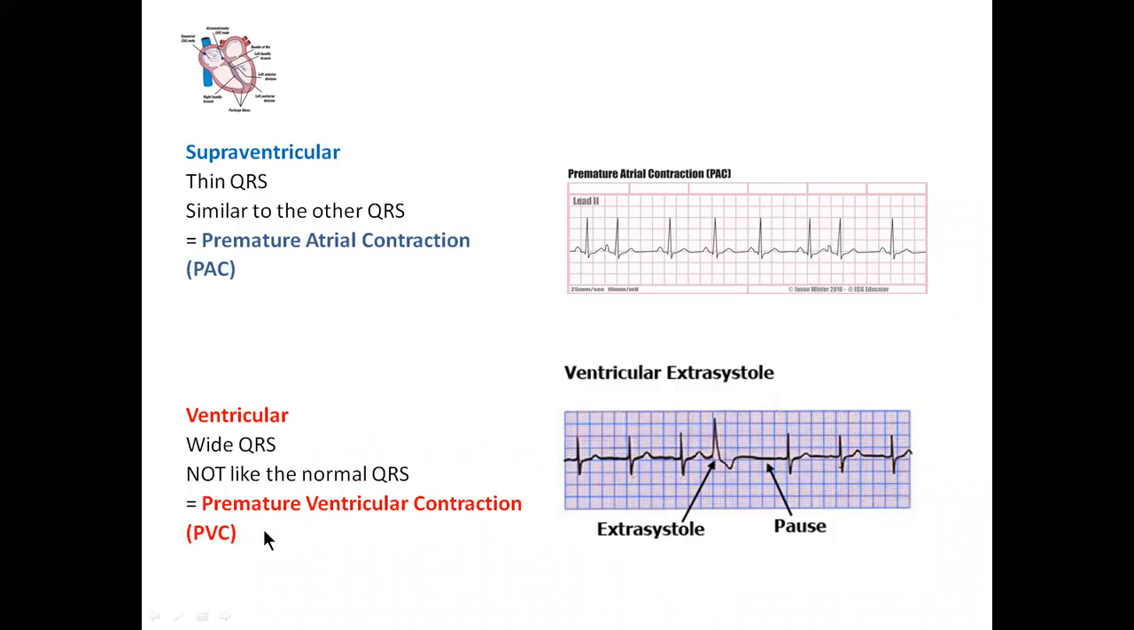Now let's look at a PVC, which is premature ventricular contraction. There you will see a wide QRS, which is not like the normal QRS of the patient. Here we go. So you see a normal thin one, and then you see the QRS that's wide. Okay.